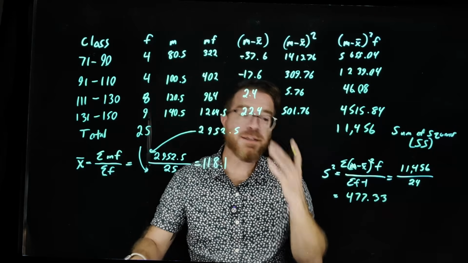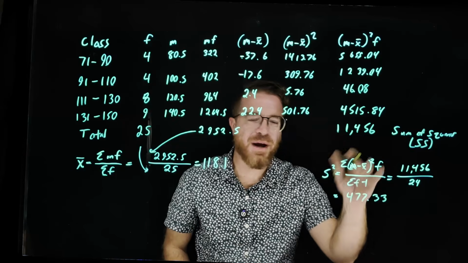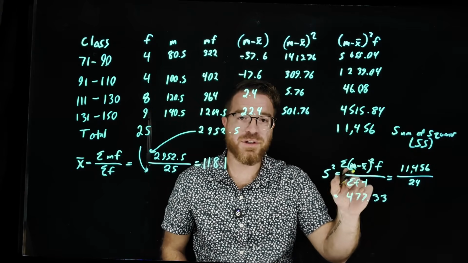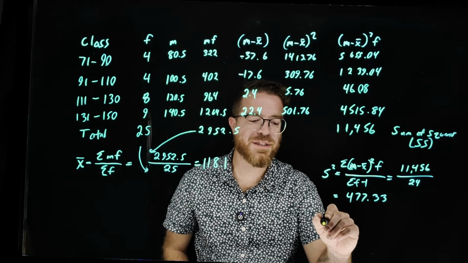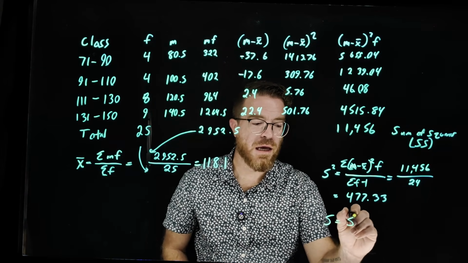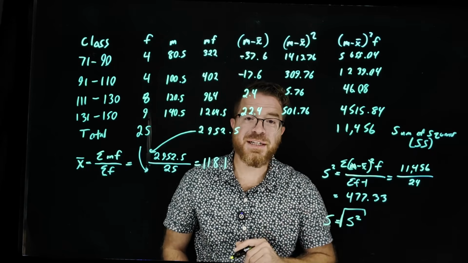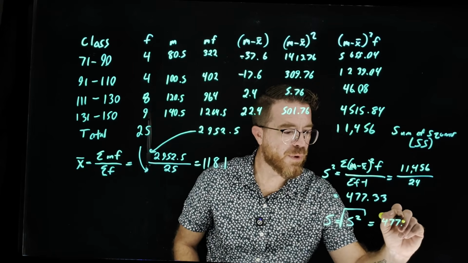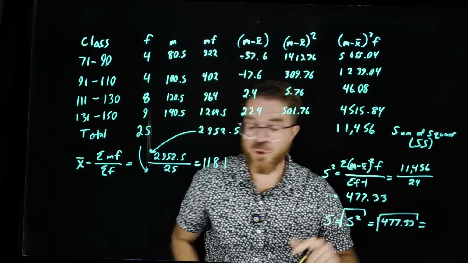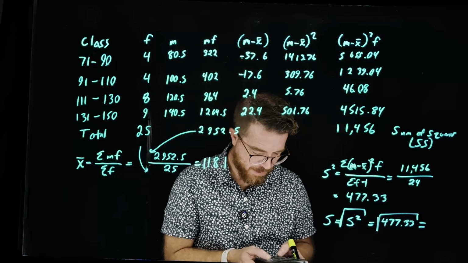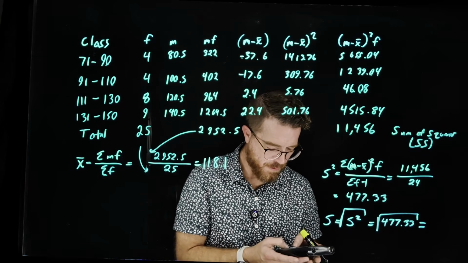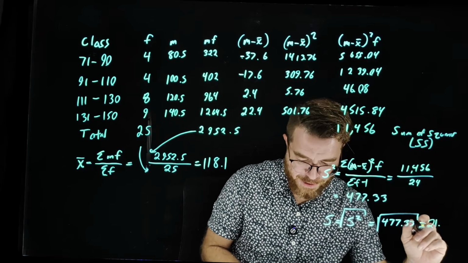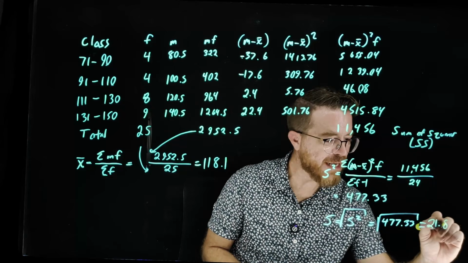And the last part of the problem is, okay, now I want the standard deviation. So rather than rewrite out this entire formula, which I could just take the square root of the sum of m minus x bar squared f over the sum of f minus 1. Or I could just say, well, if I want the standard deviation, it's just going to be the variance, and I'm going to take the square root of that. So that's exactly what I'm going to do. I'm going to take the square root of 477.33, and I'm going to get a standard deviation of 21.8479, so I'm going to say 21.85.